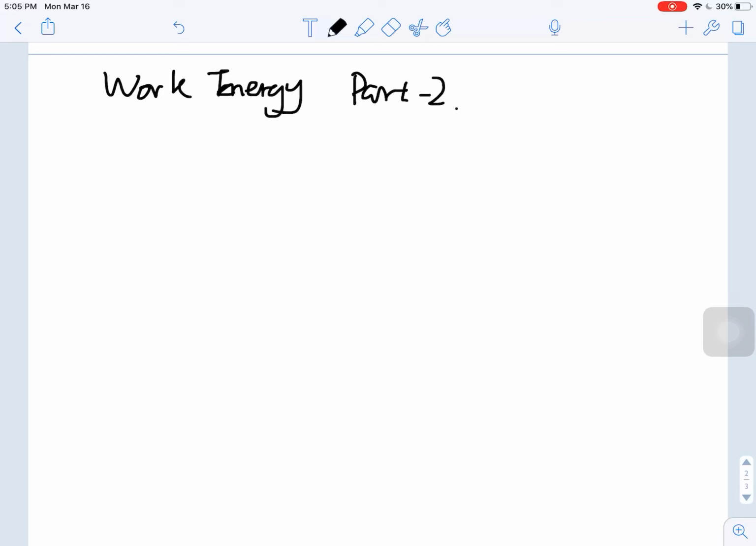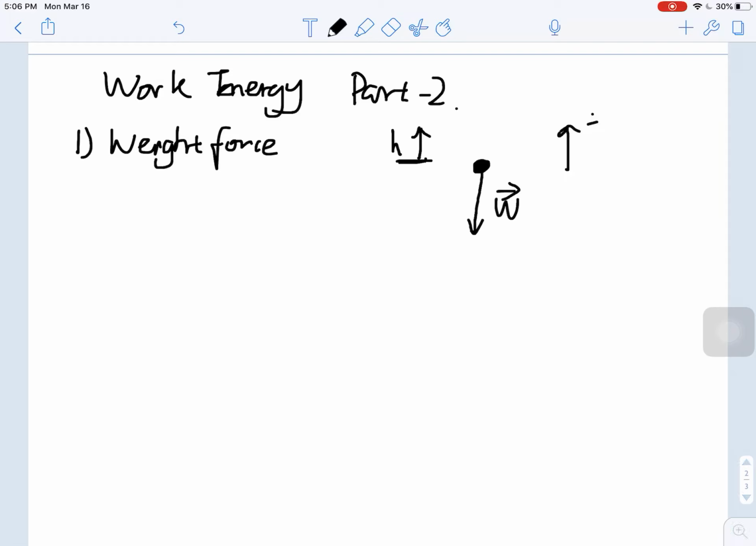Now let's look at the work that can be done by different types of forces. The first force we're going to look at is the weight force. Imagine we have a particle P that is falling down, with the weight force W and height h. We can set up a Cartesian coordinate system with i and j.